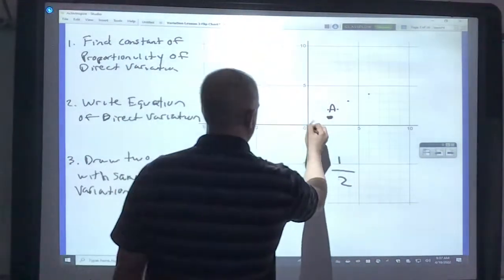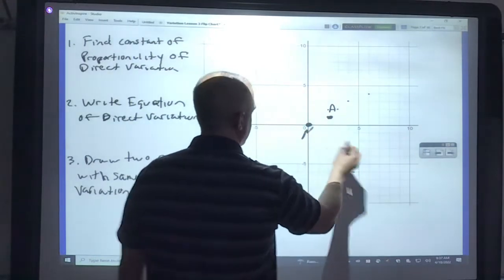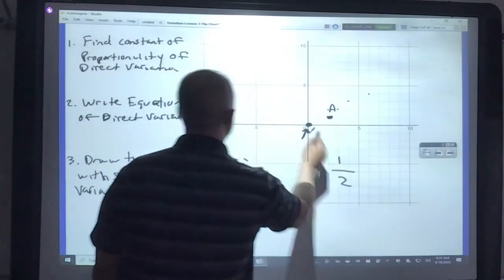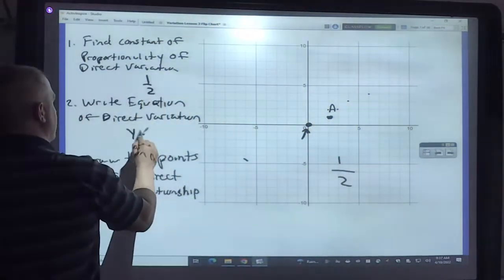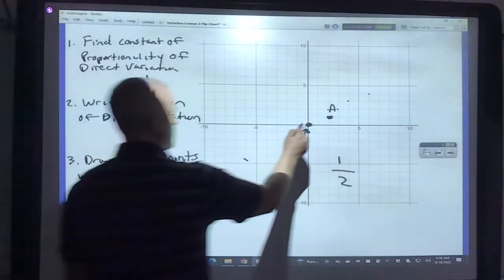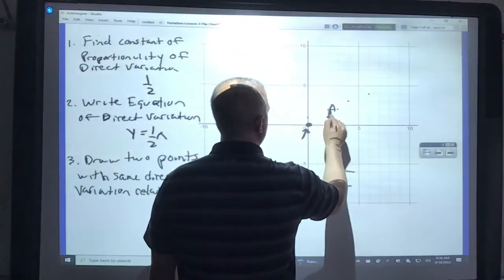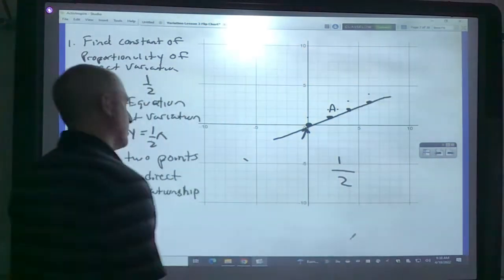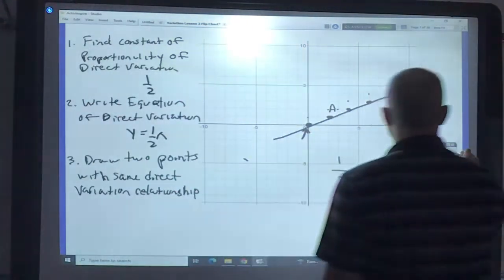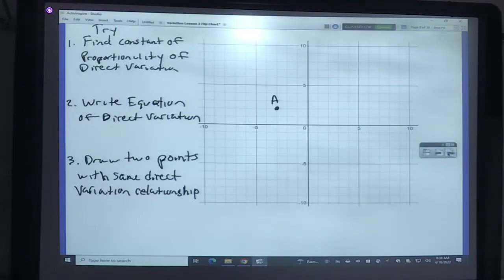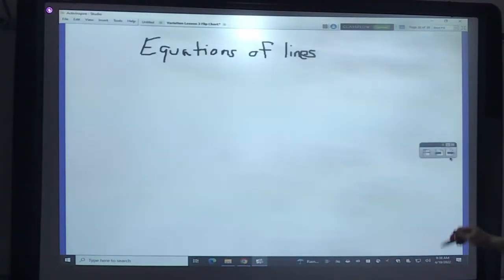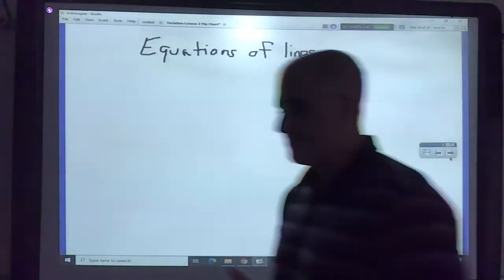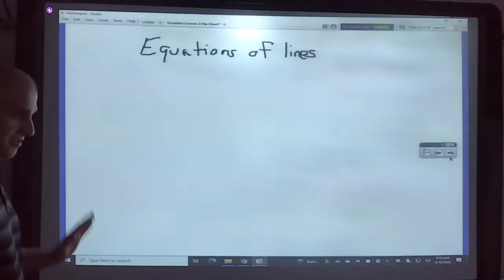Now, I got center would be right here. Okay? All right, so 1 over 2 makes y equals 1 over 2x. So up 1, 1, 2, up 1, 1, 2, up 1, 1, 2. Okay, once again, you go through the center. All right, that's for you to try.